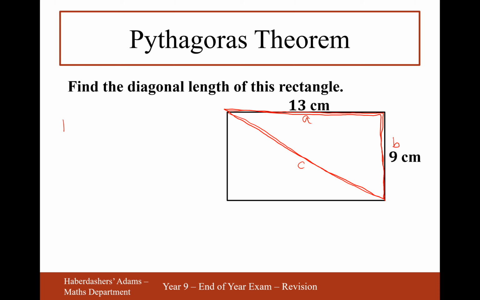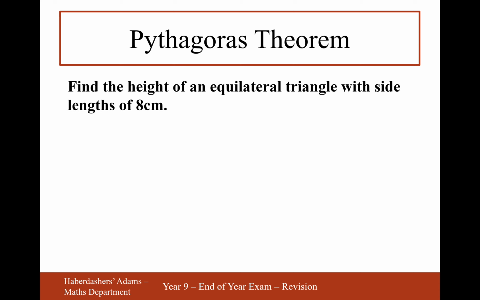So I'm going to add together these squares. So 13 squared plus 9 squared. I'll do that on the calculator. 250. And then we need to square root 250 to actually get the answer for what C is. So the square root answer will be 15.8. So the diagonal on this rectangle is 15.8 centimetres. Lovely, there we are. Let's move on to the next one.